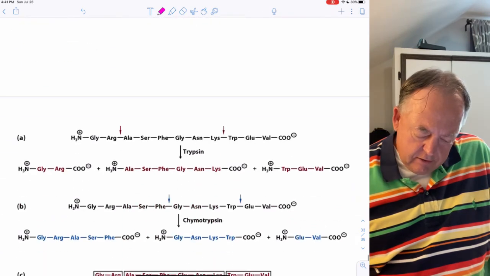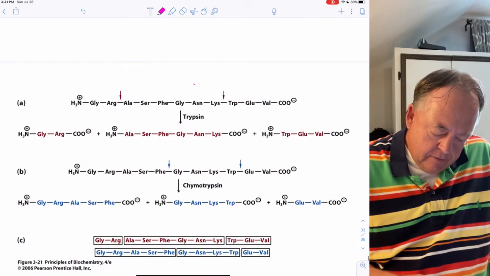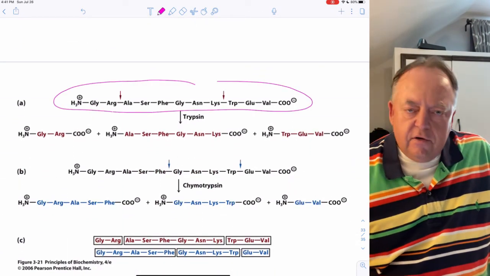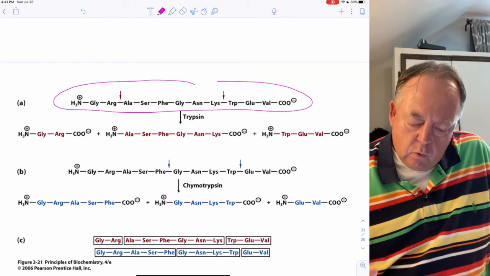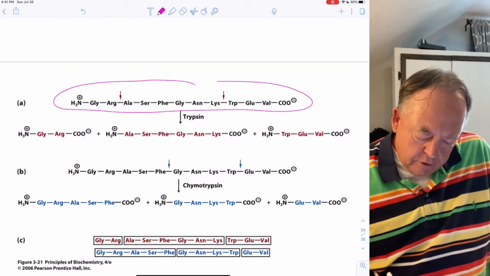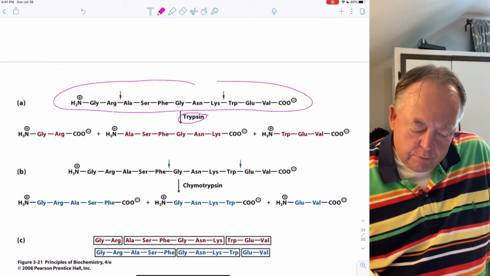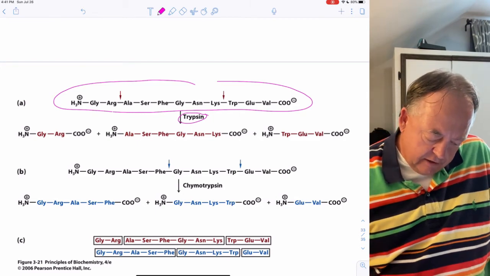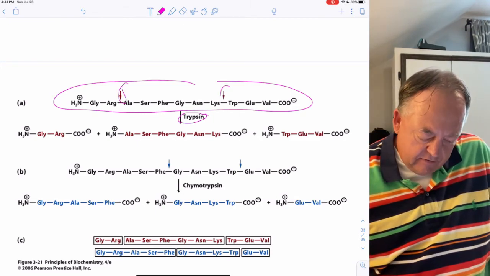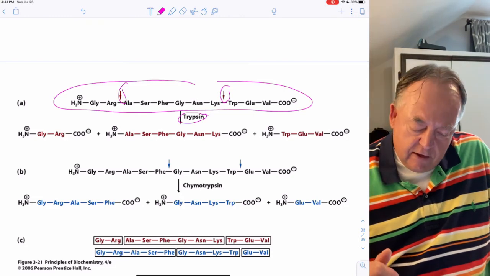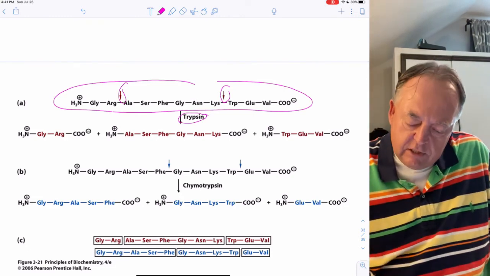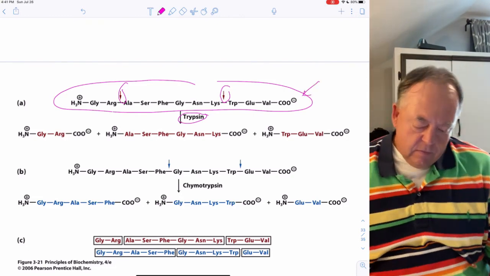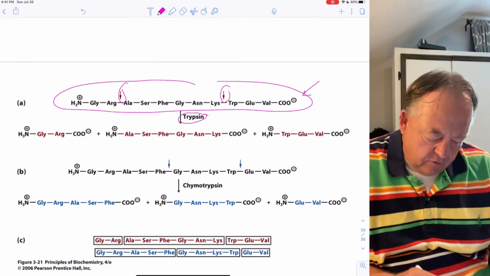So just to illustrate the process, if you had this protein and you wanted to figure out what the sequence of amino acids was in the protein, then one thing you could do is take that and react it with trypsin, and that trypsin is going to cleave it here, and it's going to cleave it here at arginine and tryptophan residues from the C-terminal end. So now you have 3 fragments.